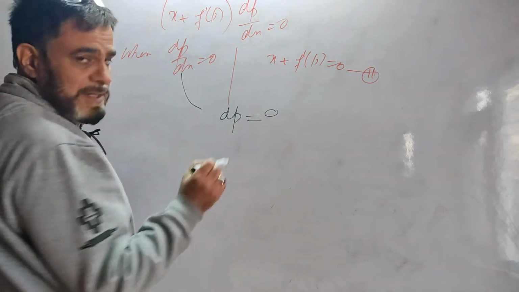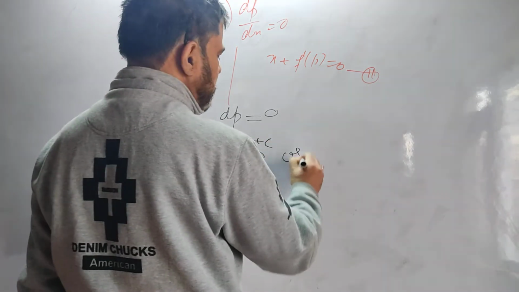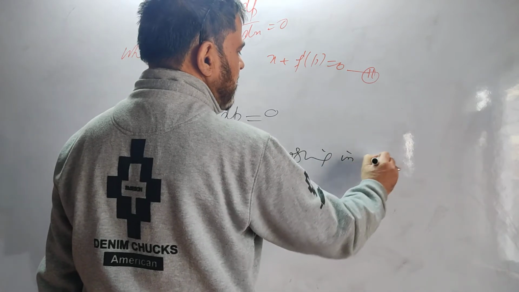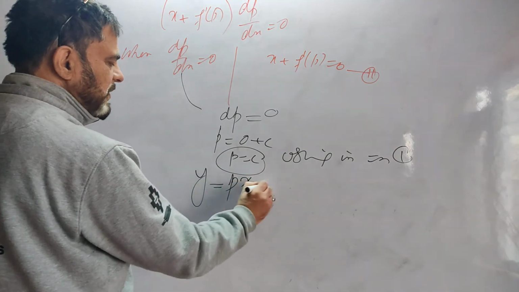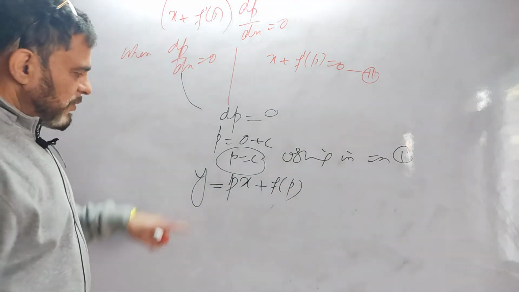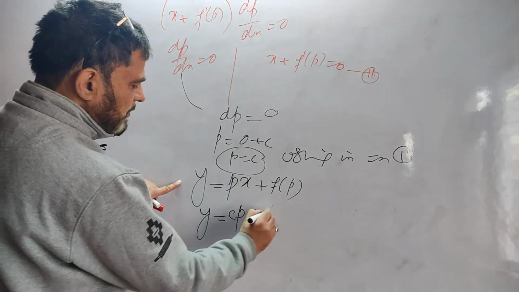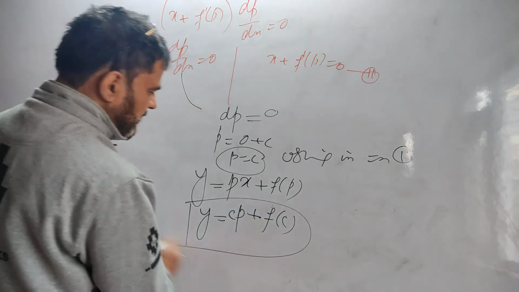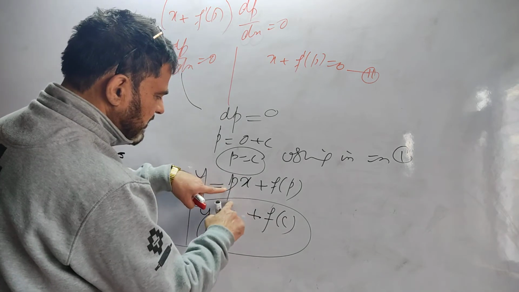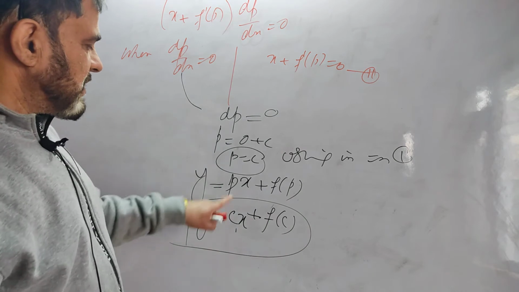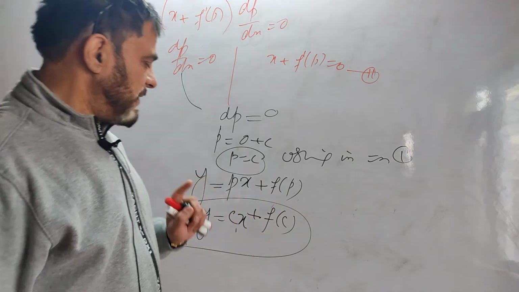But here the interesting thing is, you take this, solve this: dp is equal to 0, integrating on both sides. This is p is equal to 0 plus c, that is p is equal to c. Using this c in the equation, first, what was that? It was y is equal to px plus f of p. This was the Clairaut equation. You have got the solution: replace p by c, it is y is equal to cx plus f of c.